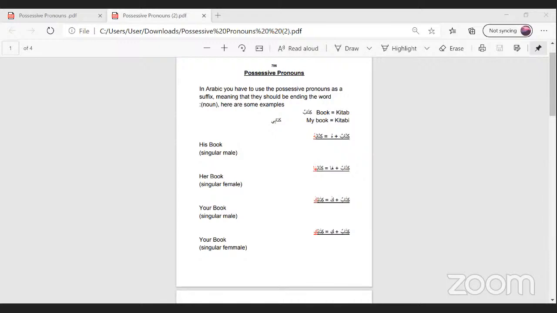How do you say shirt in Arabic? It's on the page, on the screen. Shirt. Kamisun. Okay, kamisun. Thank you.